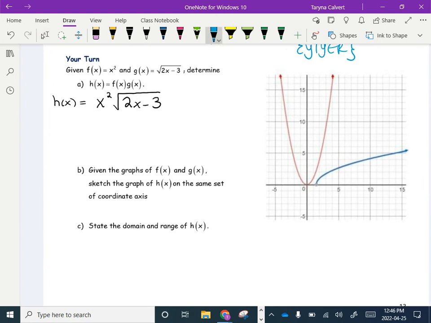So I might as well do my domain right now, because it's going to help me with my sketching. So my restrictions on x of my h function is where 2x minus 3 is greater than or equal to 0. So my domain does start at 1.5, and it goes to the right.